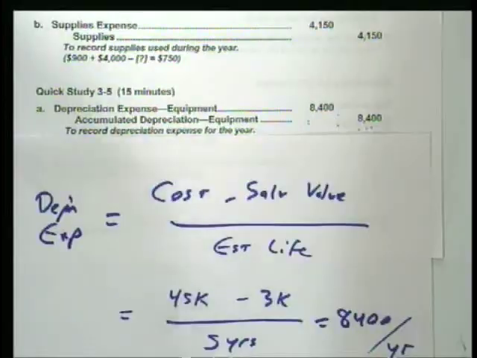Okay. Let's go back to Quick Study 3.5a. I want to answer the question, and I think I asked you to think about this. Why do we use an accumulated depreciation account? Why don't we just, in Quick Study 3.5a, debit depreciation expense, and just credit equipment itself?